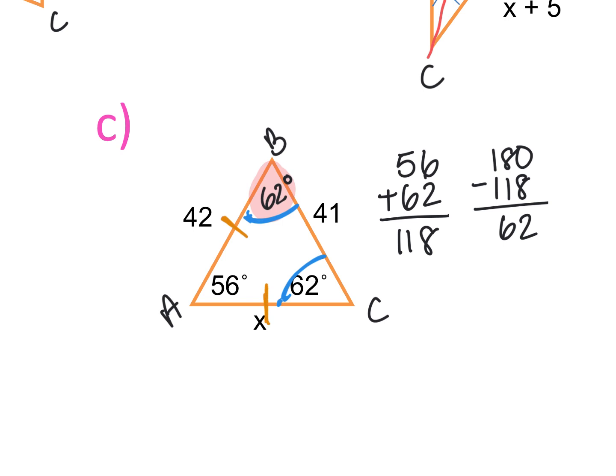So what would x equal? If this side is 42, what should this side also be? 42. So x is going to equal 42. So you really have to try and look at them and be able to tell what's your angles and what's your sides. Do we have any questions on C? Because that one I feel like was the hardest for most classes.